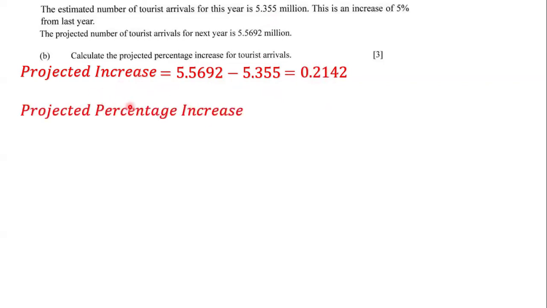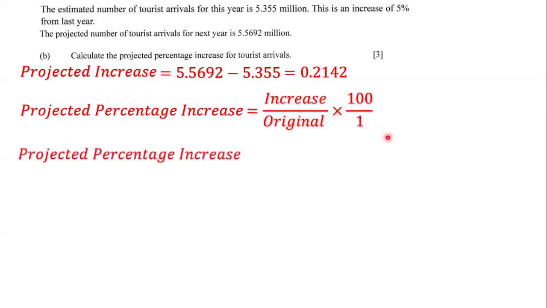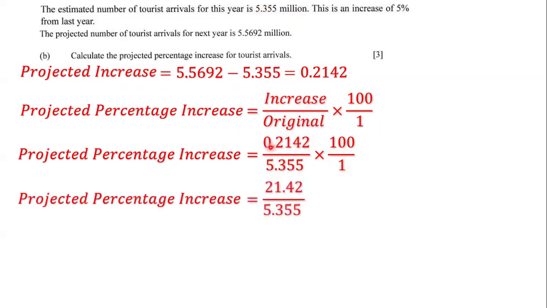But they want the projected percentage increase, and that's going to be equal to the increase divided by the original, multiplied by 100 over 1. Now, what is the increase? The increase is the difference that we got right here, 0.2142, and we divide that by 5.355 because that's the original, the amount that we got for this year. And we multiply that by 100 over 1. And so we have 0.2142 multiplied by 100 is 21.42, divided by 5.355 multiplied by 1, which gives us 5.355.